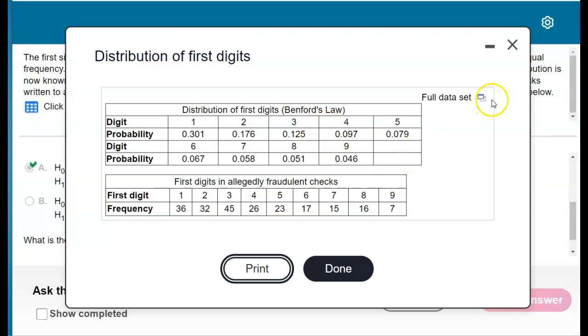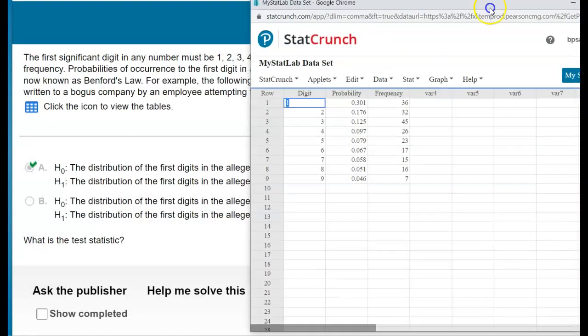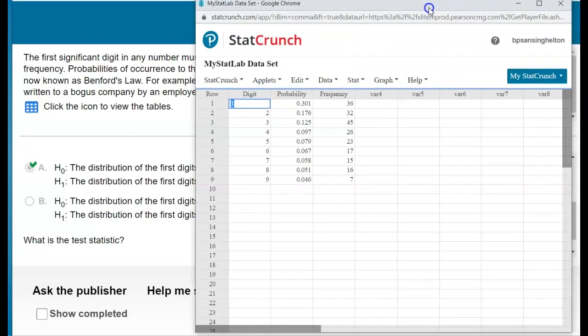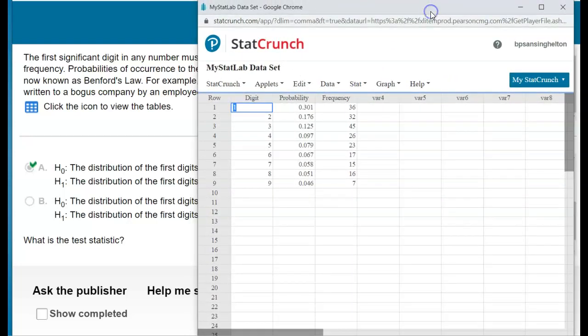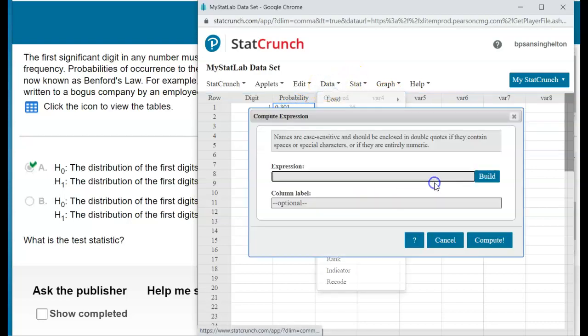So first thing we need to do is open the full data set in StatCrunch. And so here it is. And in order to do a goodness of fit test, I need to know the observed frequency and the expected frequency. And those need to be counts. So this frequency here is actually our observed frequency. And then I need to know the expected frequency based on this probability. And I can actually calculate that here in StatCrunch by going to Data, Compute, Expression.